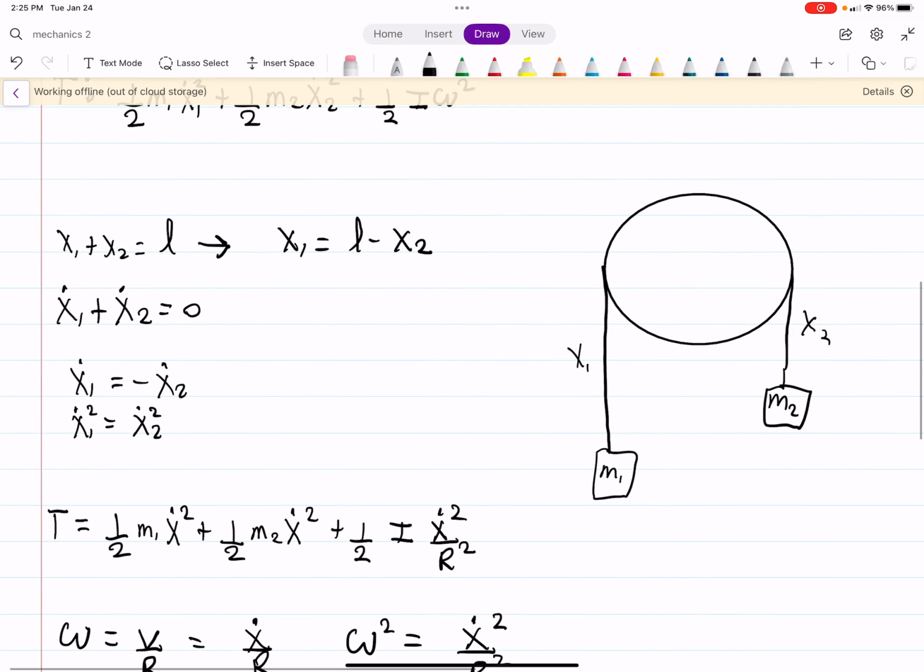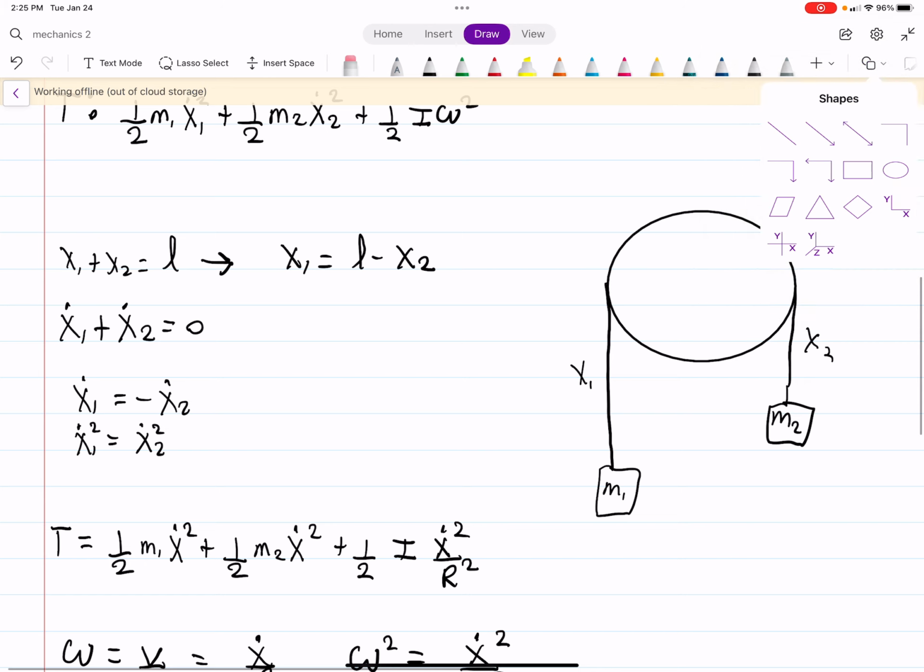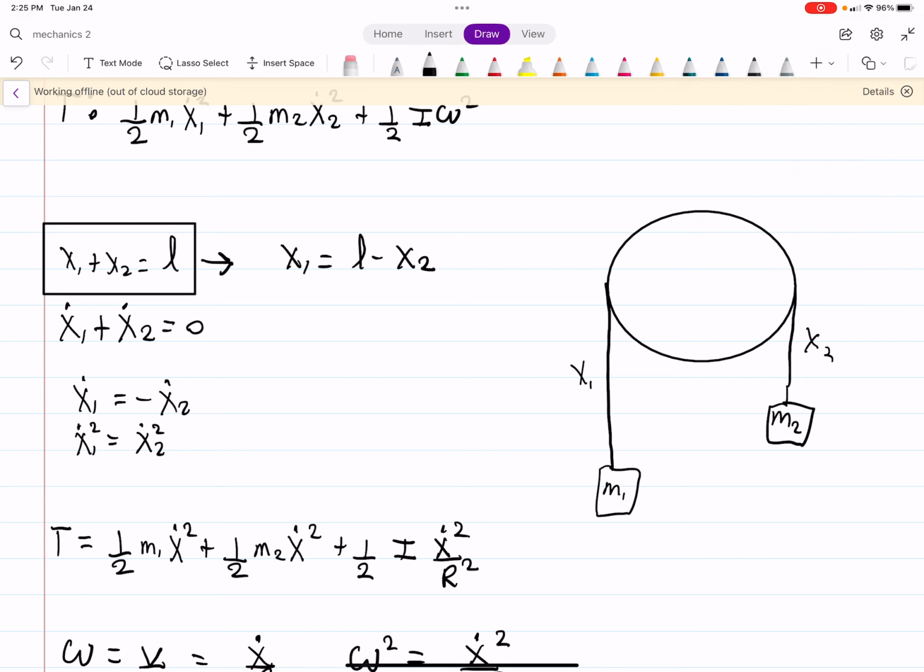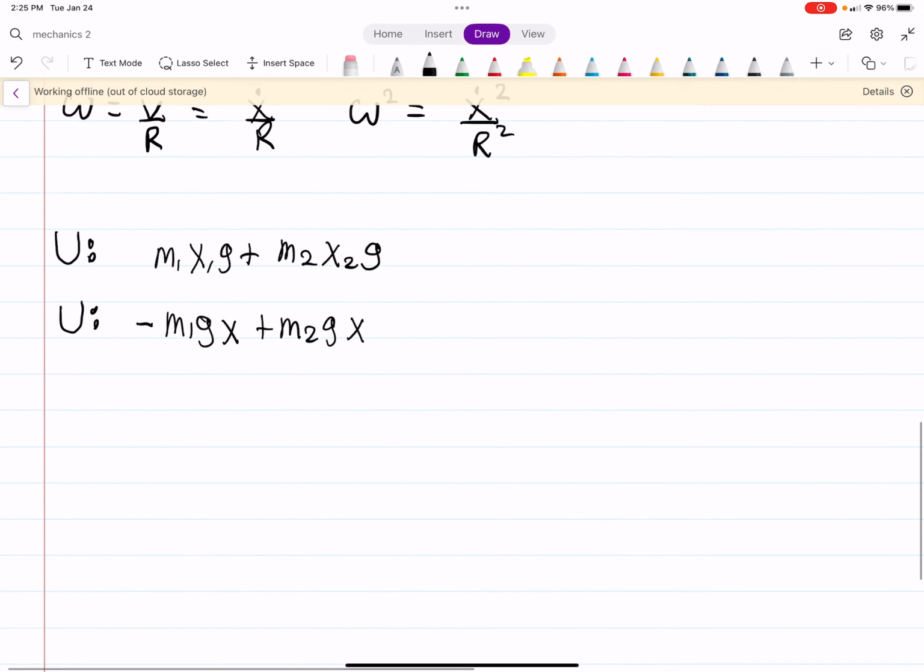Hopefully that makes sense. This is an equation that's important to know that some people tend to forget, and it makes the rest of this a lot easier. So potential energy, pretty easy. Now we're ready to find the Lagrangian, which is your kinetic energy minus your potential energy.